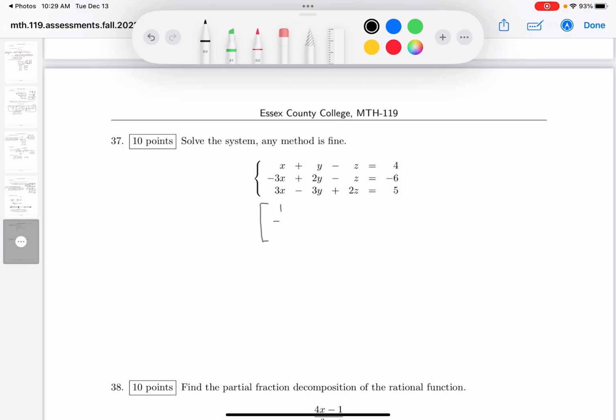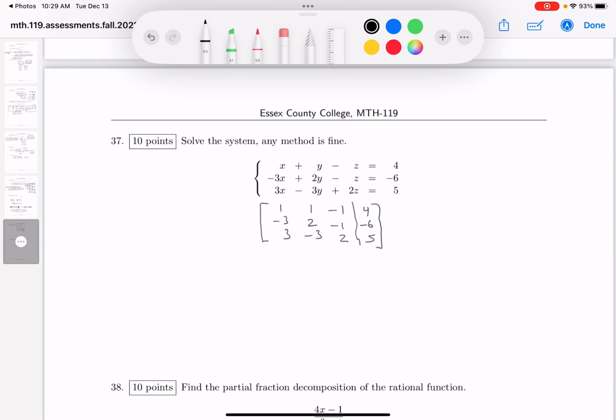1, minus 3, 3. You would get 1, 2, minus 3. You would get minus 1, minus 1, 2. Put a little line there, indicating equality. 4, minus 6, 5. All right?